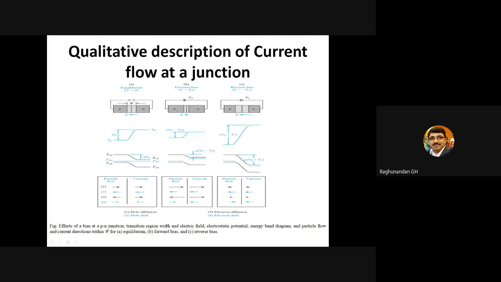Equilibrium means whenever we are not going to connect any external supply. That means we are not going to bias the diode. So when you have not biased a diode, during that time it will be under equilibrium condition. Under equilibrium condition, what happens? That we are going to study first. After that, forward bias. After that, reverse bias.